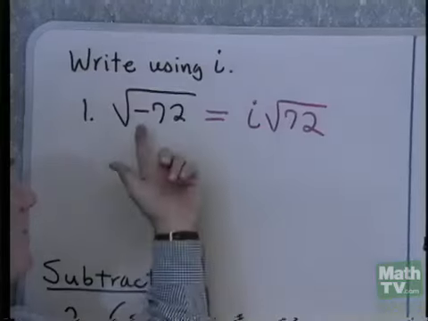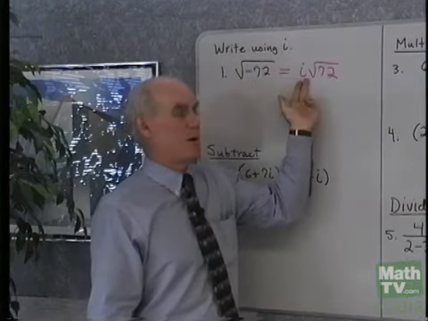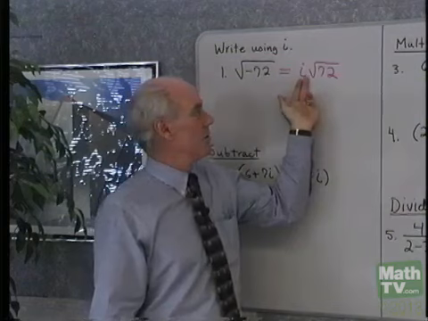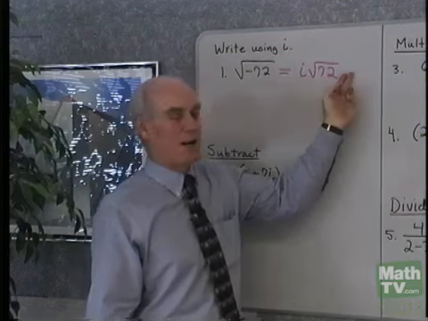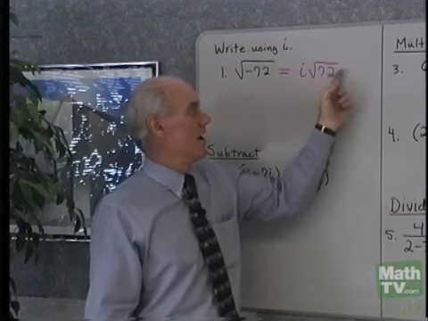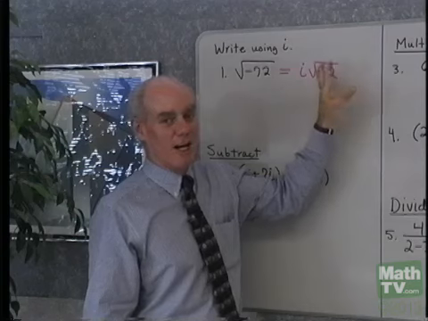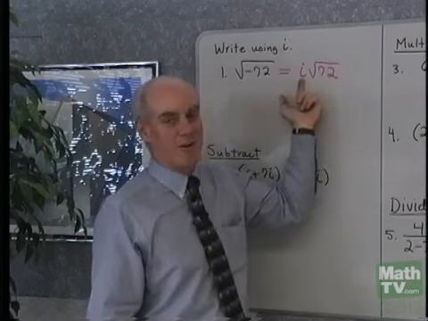So a negative number under a radical, we take care of that by writing i outside the radical. Sometimes we write it before the square root, sometimes we write it after. It depends on whether it's going to look like i is under the square root or not, because i isn't under the square root. That's why I write it in front right here.